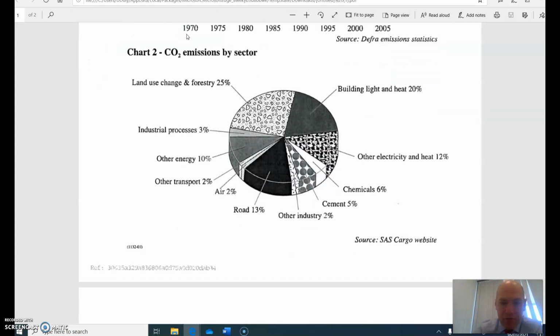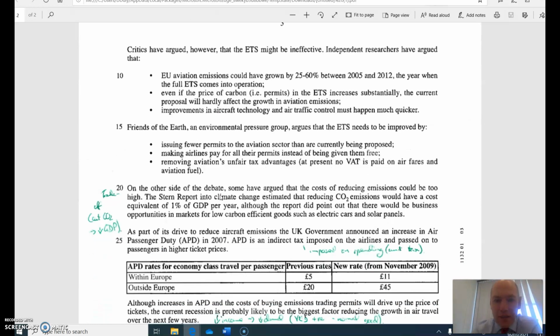In terms of emissions, I should have made a note here. It's 2% that come from air, but it's growing. Okay, that's the important thing. This is set to grow at a significant rate. Critics have argued that the scheme might be ineffective. Key reasons: emissions have actually grown during the years when it's been in operation.